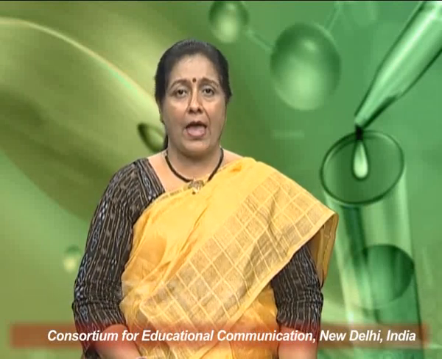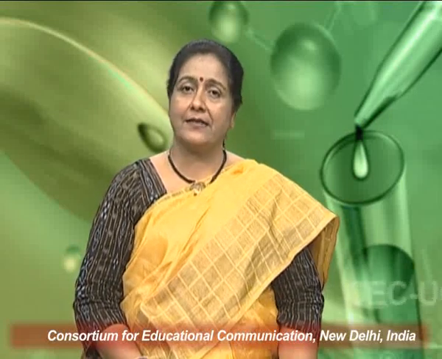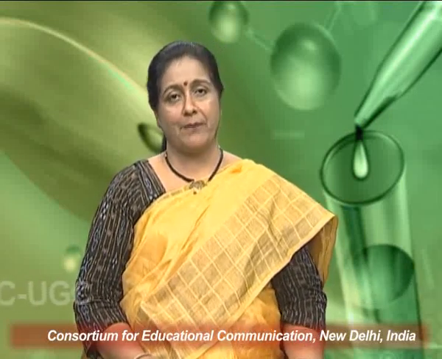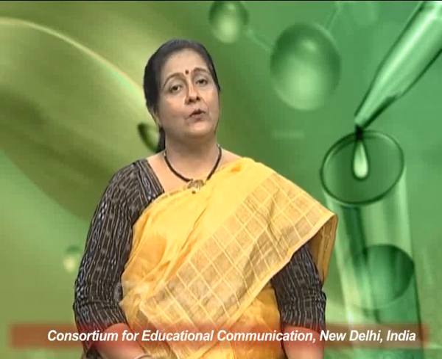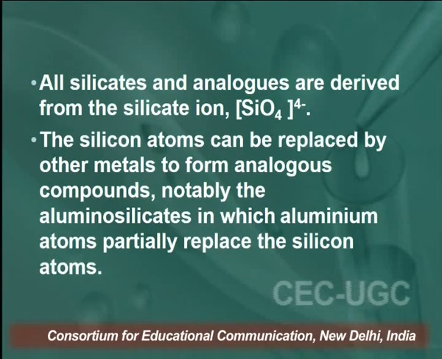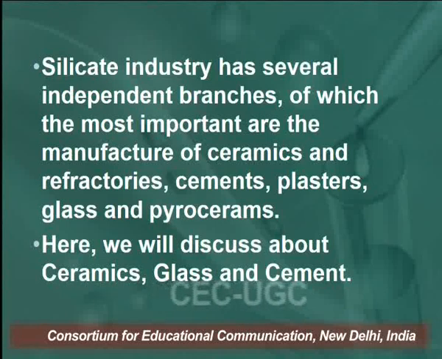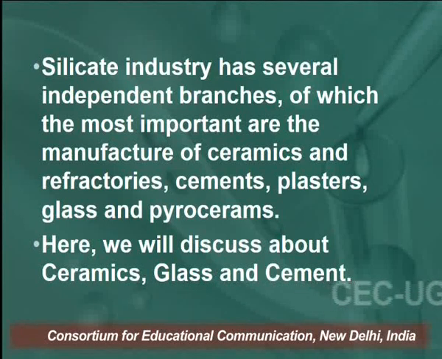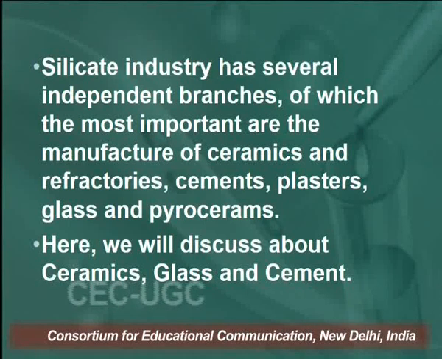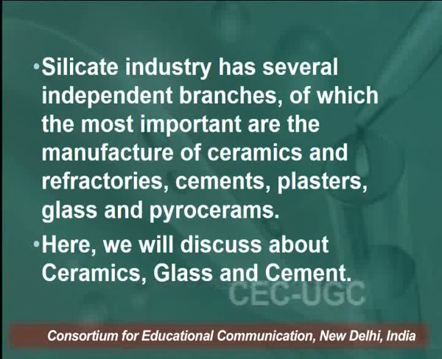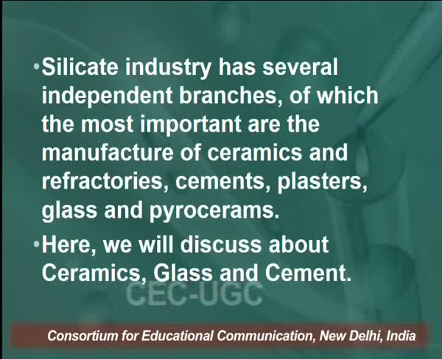The silicon atoms can be replaced by other metals to form analogous compounds, notably aluminosilicates, in which aluminium atoms partially replace the silicon atoms. Silicate industry has several independent branches, of which the most important are manufacture of ceramics and refractories, cements, plasters, glass and pyrocerams. Today we will discuss ceramics, glass and cement.